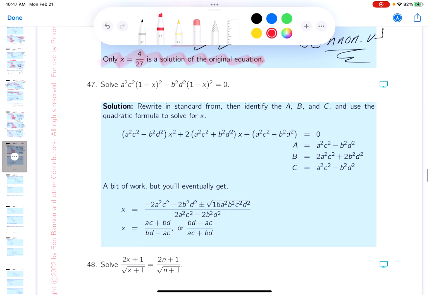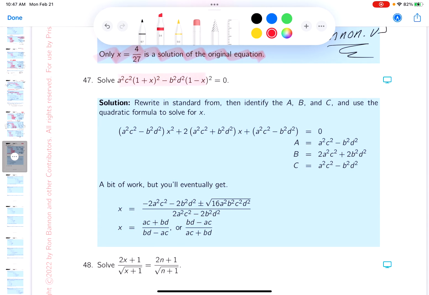Again, your goal is to take this and get it in the form where it's a standard quadratic. And that means some coefficient of the x squared, some coefficient on the x. This would be the big A. This would be the big B. And this would be the big C. Here's the issue, though. You could still try to factor this problem.